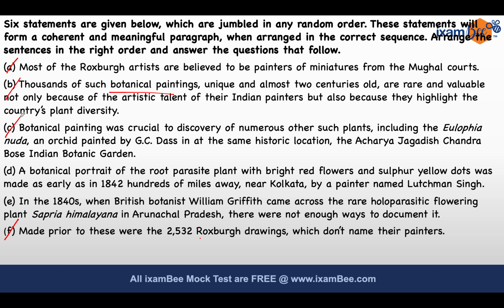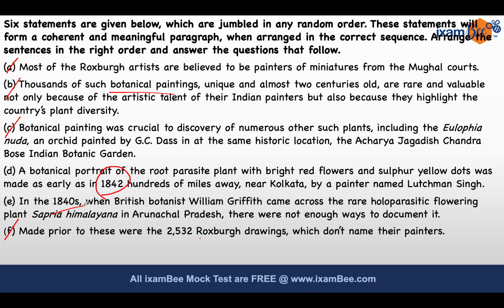Don't read everything, let's just look at the date first. D talks about something happening as early as in 1842. E talks about something happening in the 1840s. So logically, rather chronologically, E should come before D. Just to be doubly sure, let's quickly read E.